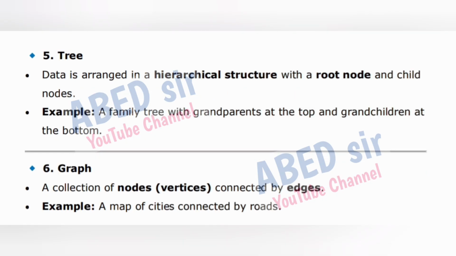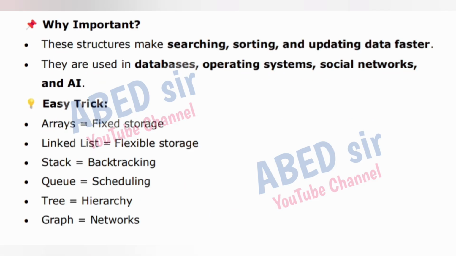5. Tree. Data is arranged in a hierarchical structure with a root node and child nodes. Example: a family tree with grandparents at the top and grandchildren at the bottom. 6. Graph. A collection of nodes, vertices, connected by edges. Example: a map of cities connected by roads. Why important? These structures make searching, sorting, and updating data faster. They are used in databases, operating systems, social networks, and AI.